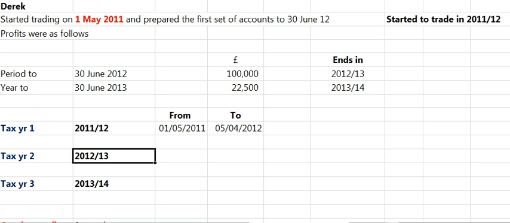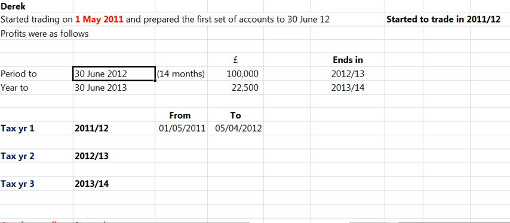Second tax year, you ask yourself the question: is there an accounting period or period of account that ends in the second tax year? Well, second tax year is 12/13, and we've seen it up here. Yes, it is. Now, the second thing you have to ask yourself if the answer is yes is how long is it? If you count from May 2011 to June 2012, you'll find that it's 14 months long. When it's more than 12 months, you have to tax the 12 months to that year end date or period end date. So what I do first is put the period end date in first, June 12, and go back 12 months, and that's your basis period.